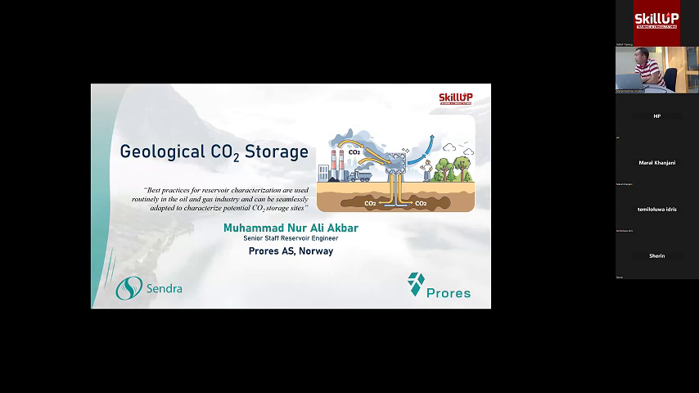Today, I would like to give some fundamental overview about geological CO2 storage. Currently, a lot of experts and people are talking about carbon storage and also carbon capture. But here, what I'm going to present is more precisely related to geological CO2 storage, because we can store CO2 in many places, on the surface, in the subsurface, and so on. Today, it will be most related to how we, as subsurface experts, can apply the best practices that we already use a lot in oil and gas. It can be implemented as part of the subsurface expertise to store our CO2 in the subsurface.